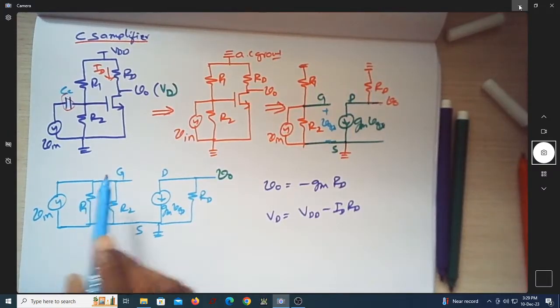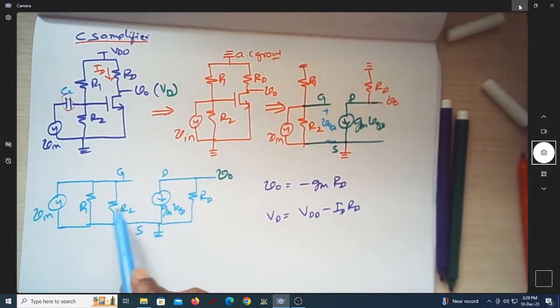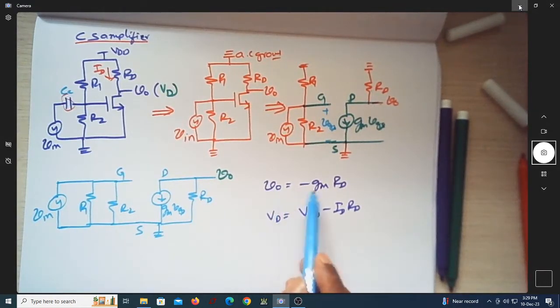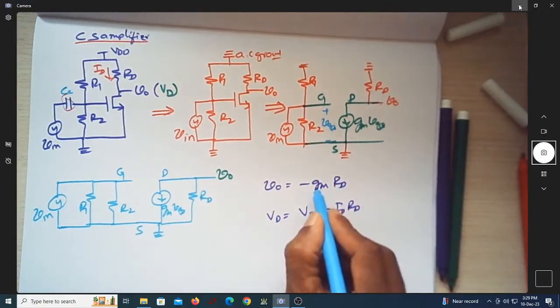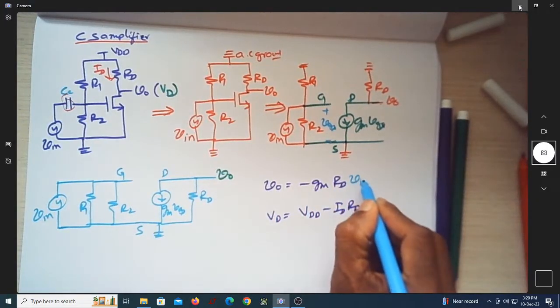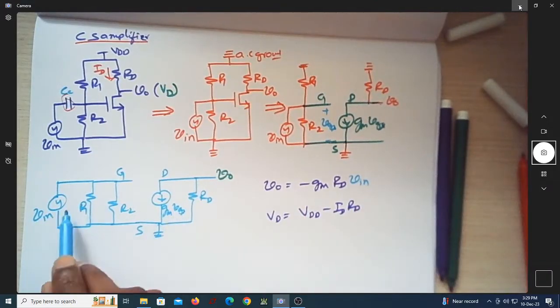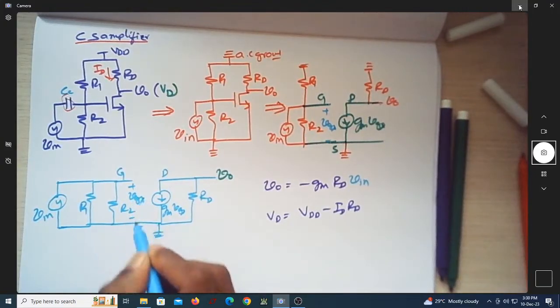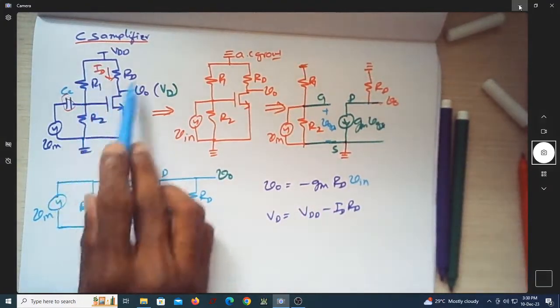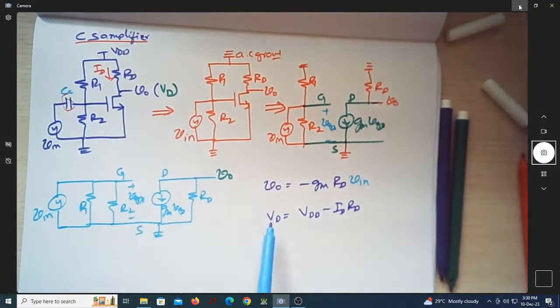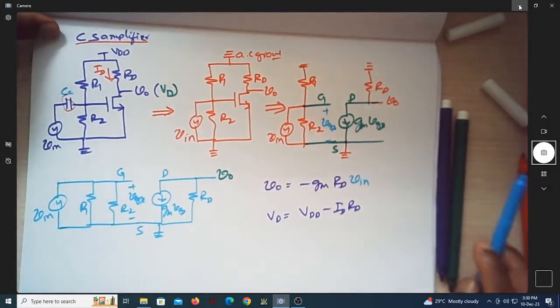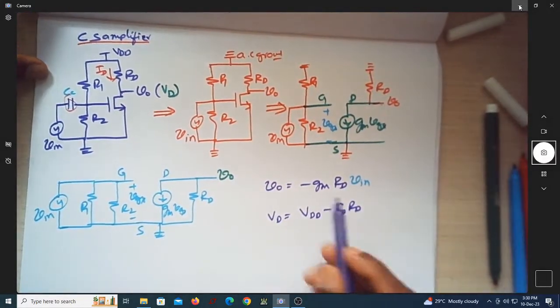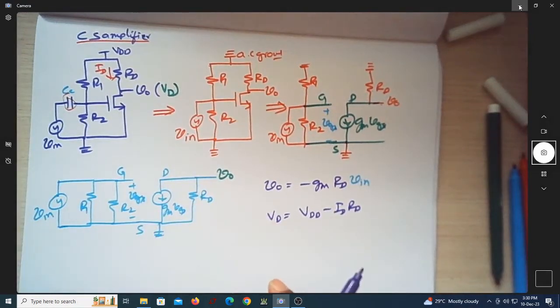So now this R1, R2 are coming in parallel here. So this is gm into VGS and this is RD. So we can write the expression for the output voltage as minus gm into RD multiplied by Vin, because whatever VGS is there is equal to Vin here. So this is actually VGS between gate and source. And from this first circuit diagram, we can write VD, the voltage at the drain point, is given by VDD minus ID into RD.